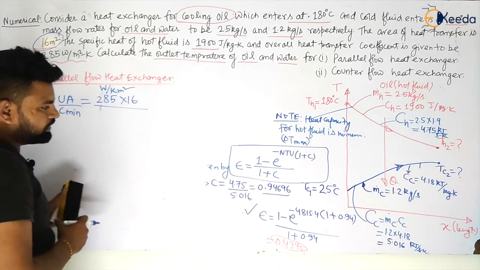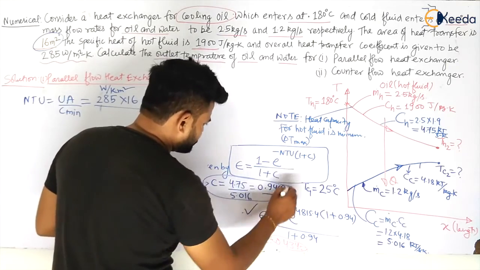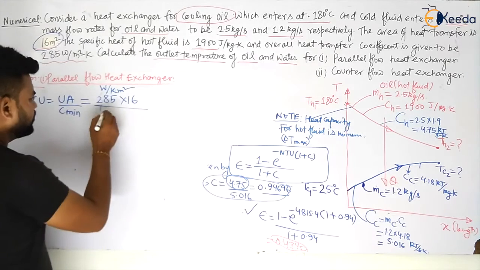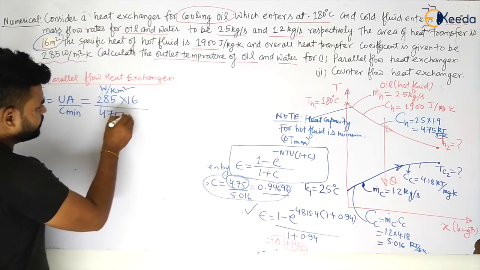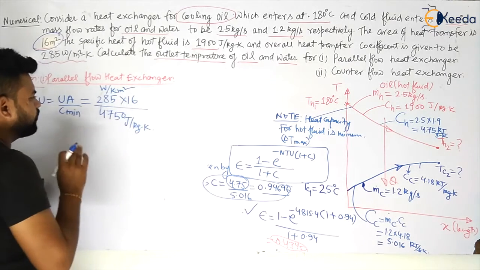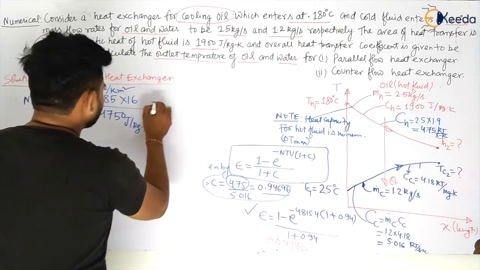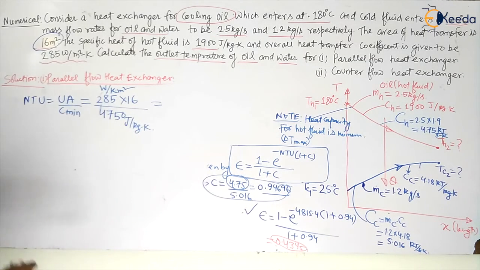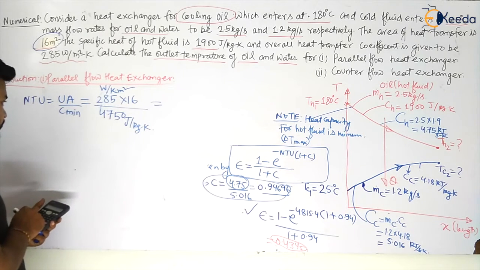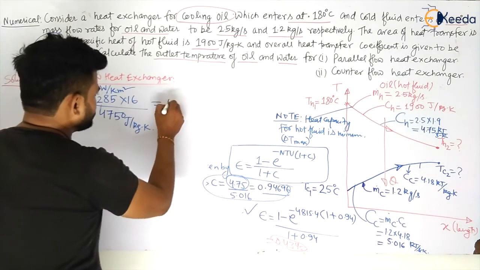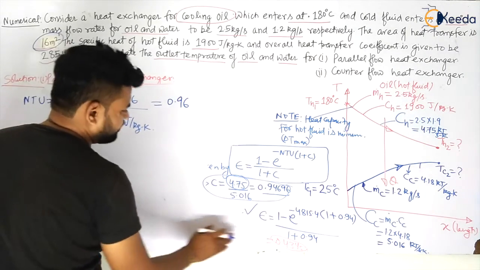Your earlier value is for the capacity ratio. So what will be C minimum? C minimum is 4.75 kilojoule, so this will be 4750 joule per second Kelvin. You will make these mistakes, that's why avoid them now: 4750. So this will become equal to how much? Let us see, 285 multiplied by 16 and divided by 4750. So this will be equal to 0.96. So I have the value of this, my dear students.